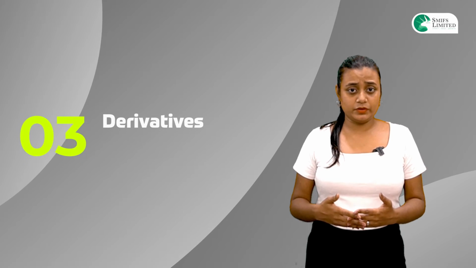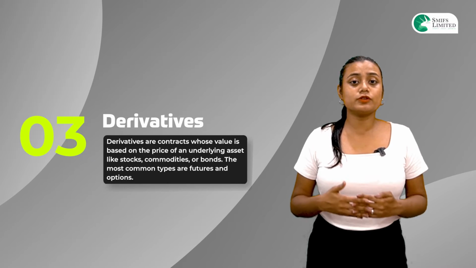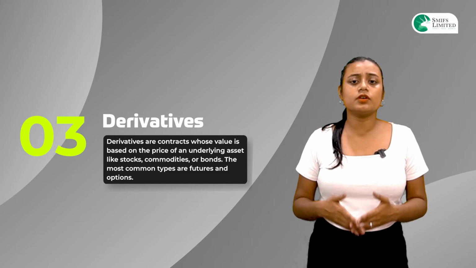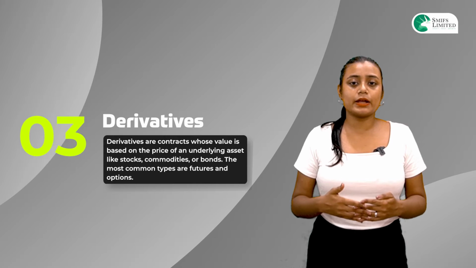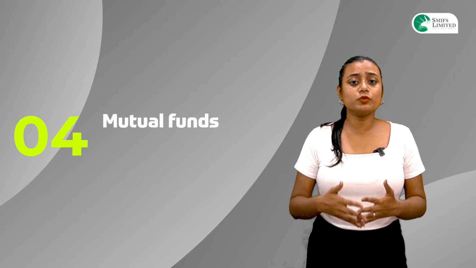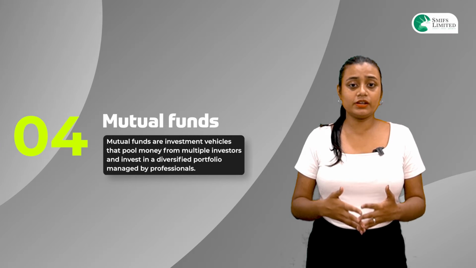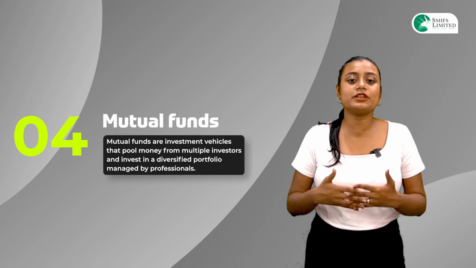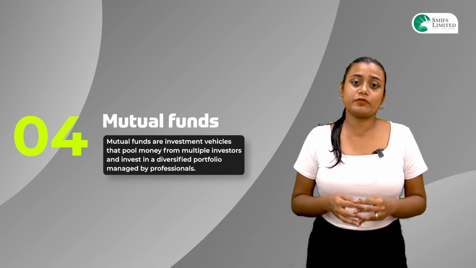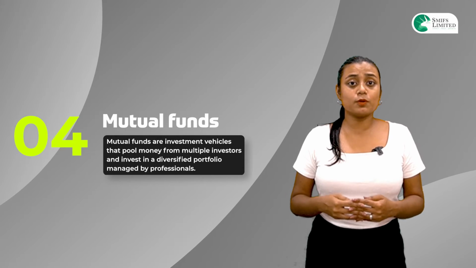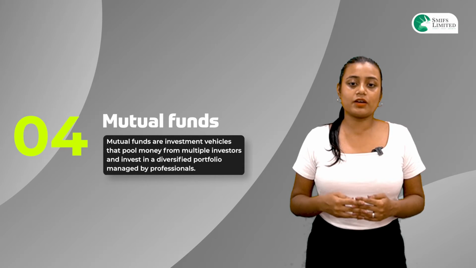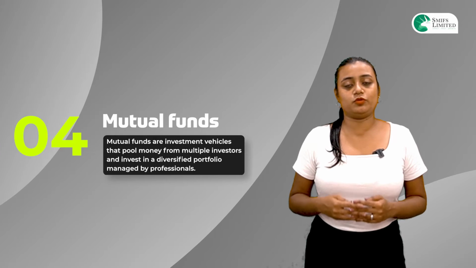Then we have derivatives, which are contracts whose value is based on the price of an underlying asset like stocks, commodities, or bonds. The most common types are futures and options. Well, we also have mutual funds, which are investment vehicles that pool money from multiple investors and invest in a diversified portfolio managed by professionals. This allows small investors to access a broad range of securities without having to manage each one individually.